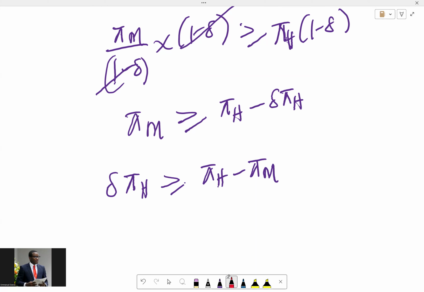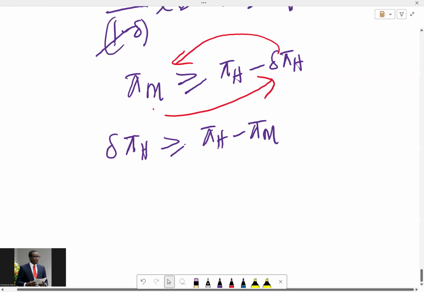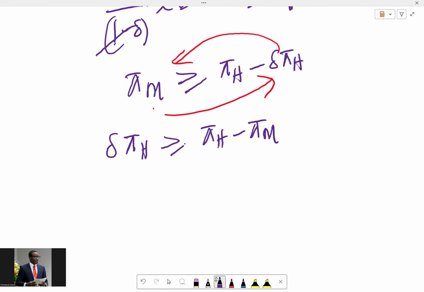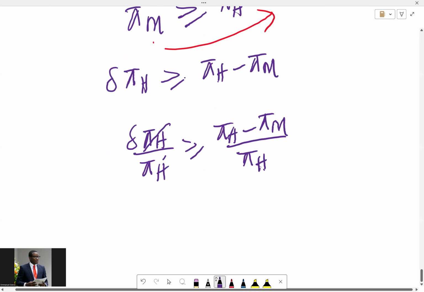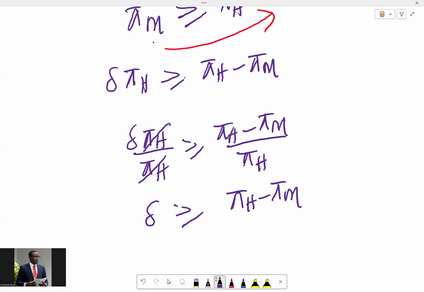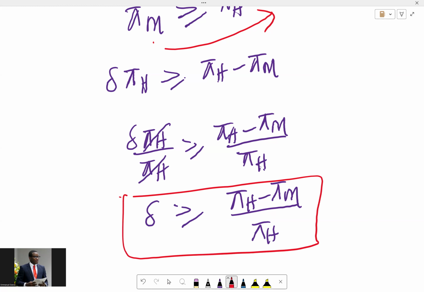What we have simply done is to transfer this here and transfer this here. So delta pi H is equal to pi H minus pi M. And we can divide through by pi H. So we have delta pi H all over pi H is greater than or equal to pi H minus pi M divided by pi H. So then this cancels out. So we have delta is greater than or equal to pi H minus pi M all over pi H. So now this is the condition we are looking for.